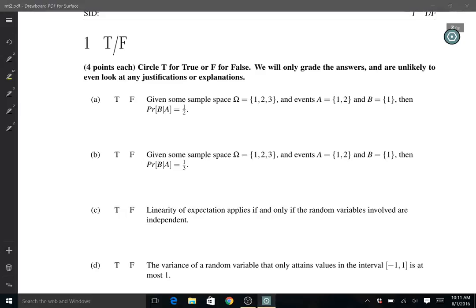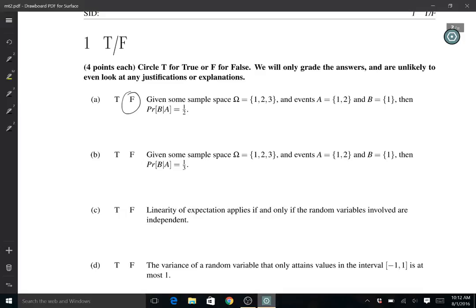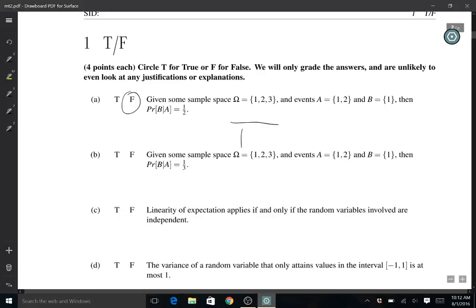Okay, so actually today I'm going to go by order because I'm recording, so I'll start from question 1. Question 1, part A: given some sample space omega {1, 2, 3} and events A = {1, 2} and B = {1}, then probability of B given A is a half. This is false because we do not know whether the sample space is uniform or not. If we do know, we will be able to do something like size of B intersect A in the numerator and size of A in the denominator. However, this doesn't work here because it's not uniform.